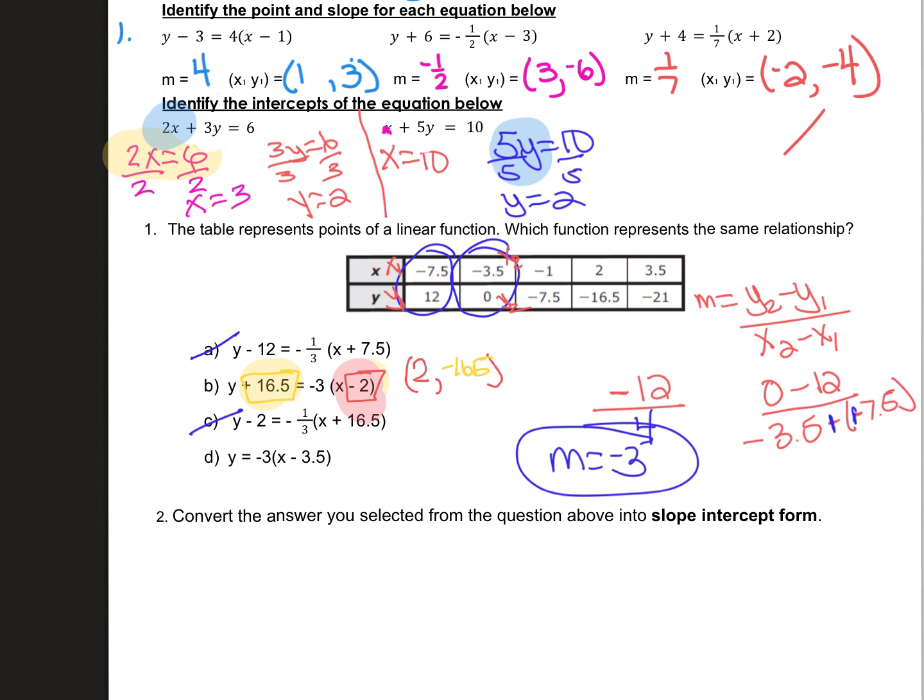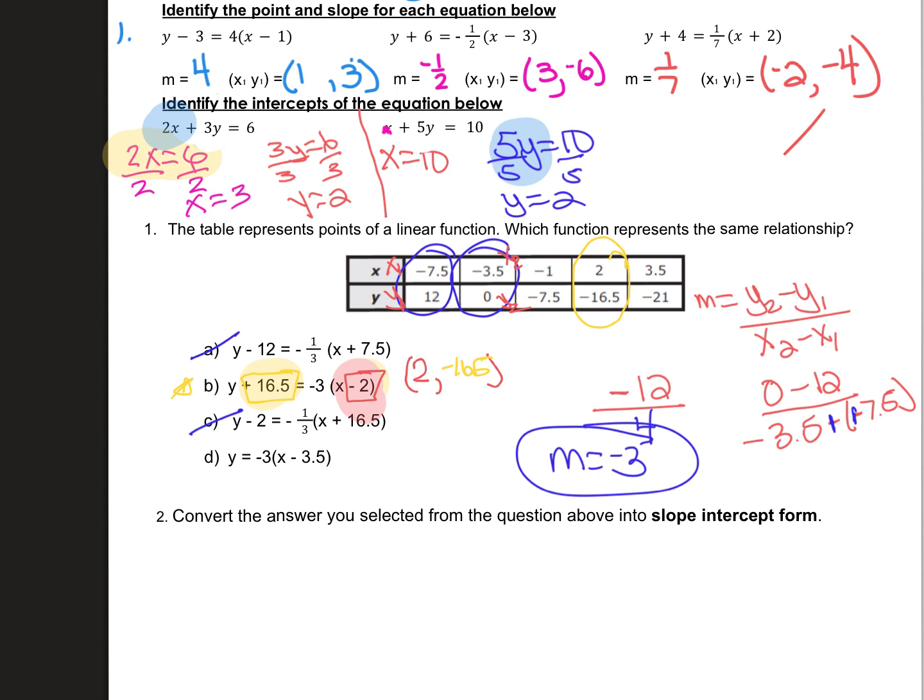So now if I look at my chart, do I have a point that has an x of +2, a y of -16.5? Well, I do. So right now, B looks good. And let's just test D, because we never know. It could be more than one answer, so we never just want to give up.